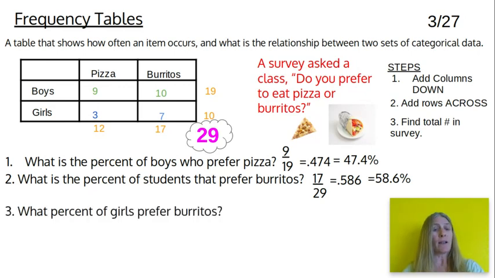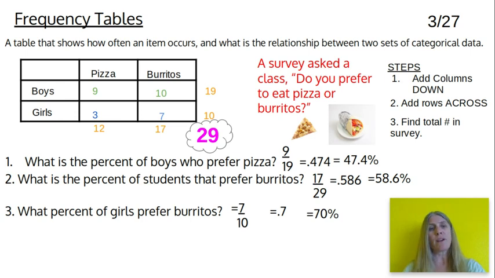Now, finally, our third question is, what percent of girls prefer burritos? So in order to do that, we're going to see how many girls pick burritos. That's the answer to the question, divided by the total number of girls in our survey, which is 10. So that's 7 divided by 10, which is 0.7. Move that decimal point 2 to the right to get 70% of girls prefer burritos.